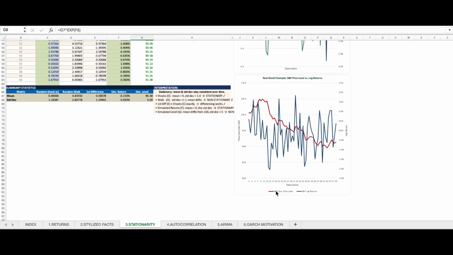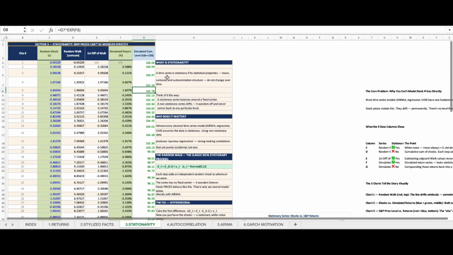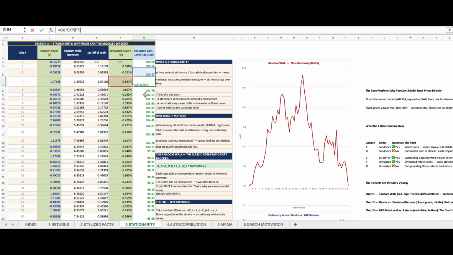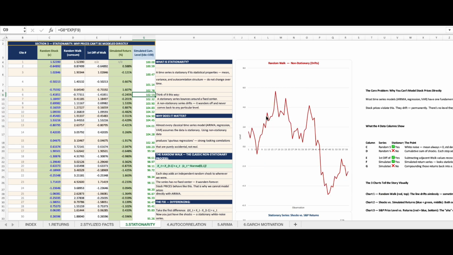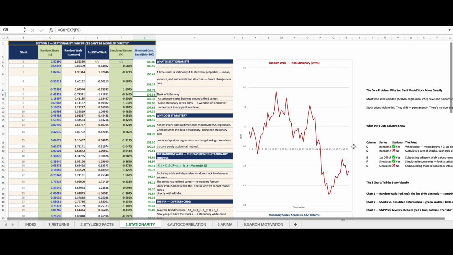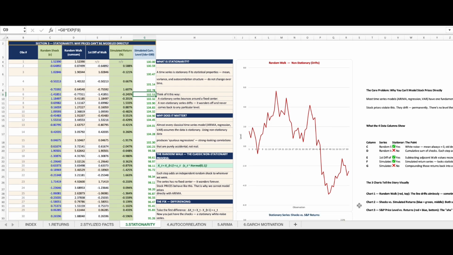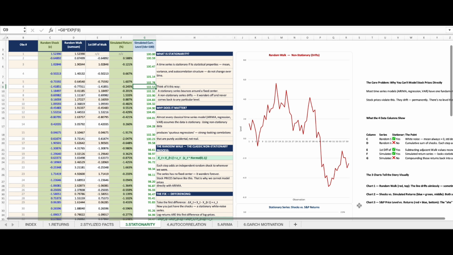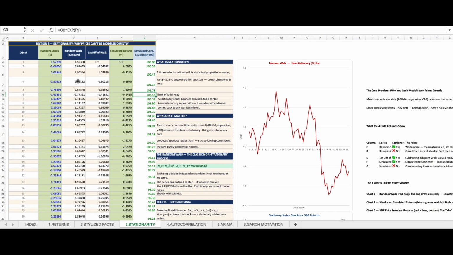Now, if you press F9, that is refresh the numbers, you can see columns C and F both reshuffle, but both always look like noise around zero. The random walk in column D reshuffles into something totally different every time. That is stationarity. Column D does not have it, and columns C and F do. So the takeaway here is always model returns and not prices, because many of these time series models assume stationarity. So you want your time series to be stationary.